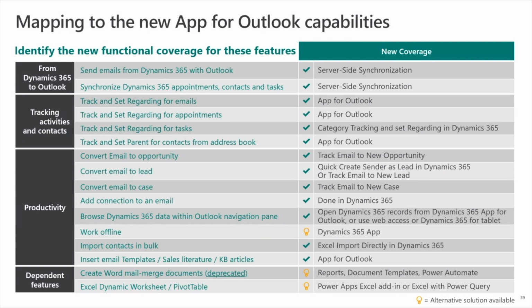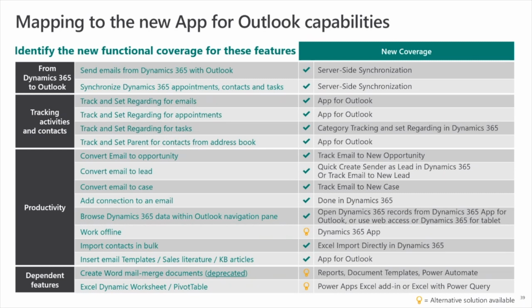You can add a connection to an email. For that, this is done in Dynamics 365. It's no longer something that you can do directly from the app for Outlook. But here I'm talking really about the concept of connections, so the ability to link records with a connection record in Dynamics 365, but that was really not the primary use case of the command-in. So I don't think it's going to impact many, if any, customers at all.